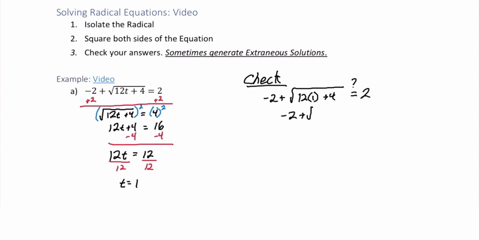-2 plus the square root of 12 plus 4 is 16, and the square root of 16 is 4. -2 plus 4 is 2. We get a true statement, so we know that t equals 1 is correct.